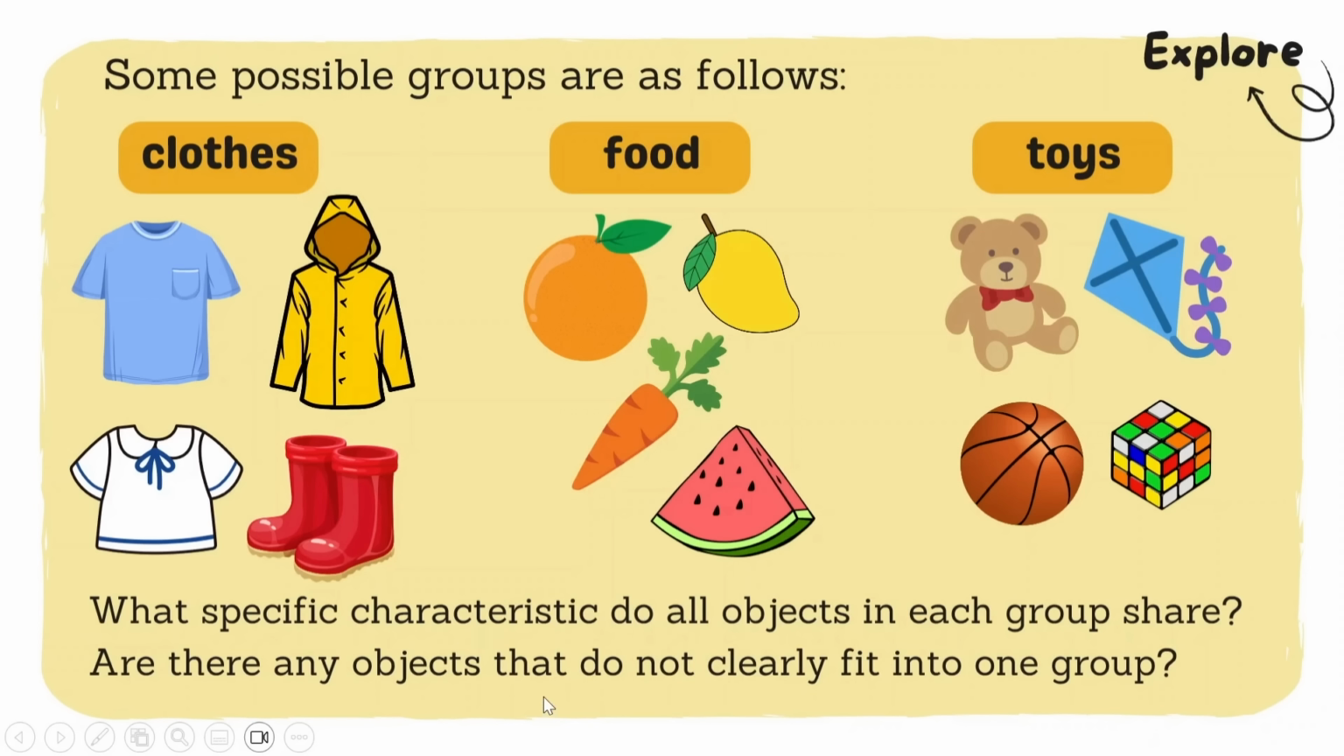Are there any objects that do not clearly fit into one group? Is there any? So here, is there an object that is odd and does not belong in our group which is clothes? All of these are something that we wear. Here, these are something that we eat. And for toys, there is also nothing that is different. So it's clear. Now you will know the reason why I am asking you this.